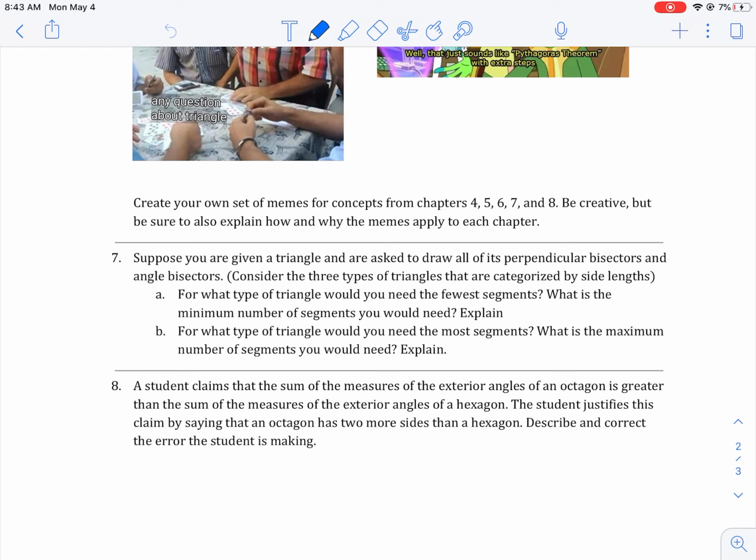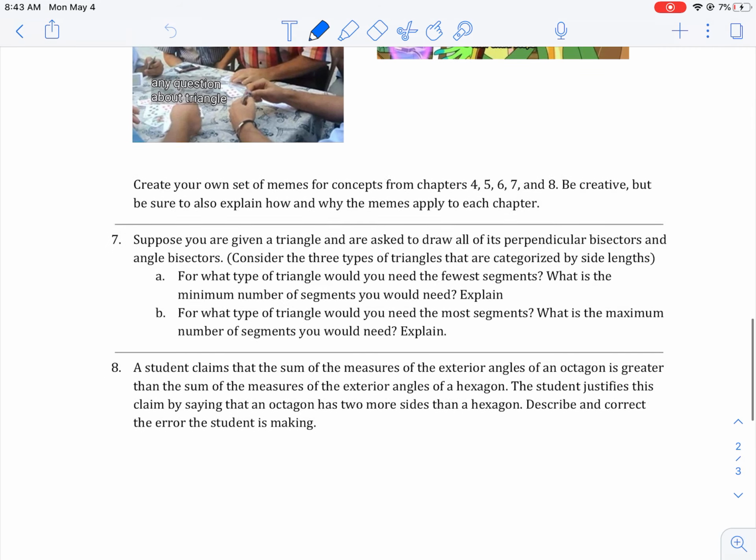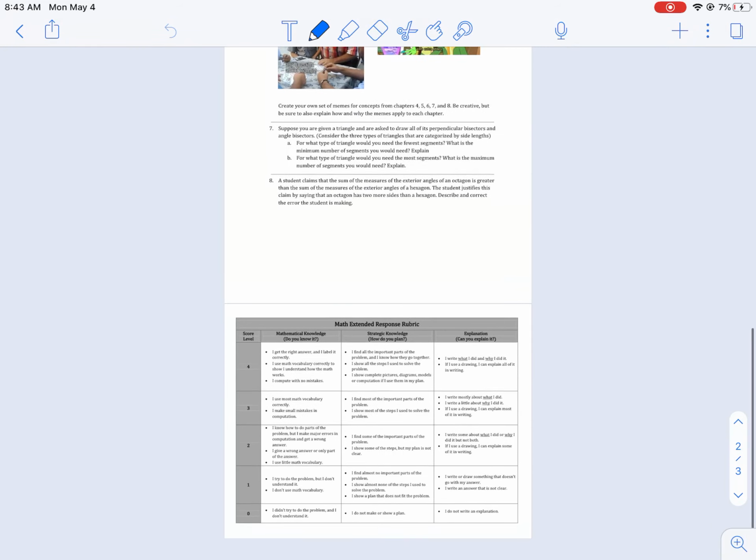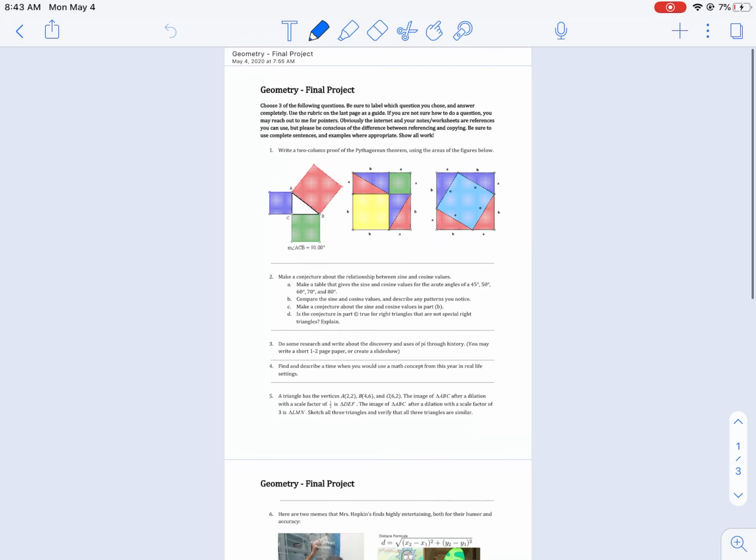Number 8, a student claims that the sum of the measures of the exterior angles of an octagon is greater than the sum of the measures of the exterior angles of a hexagon. The student justifies this claim by saying that an octagon has 2 more sides than a hexagon. Describe and correct the error the student is making. So again, complete sentences. Use this rubric if you have any questions.